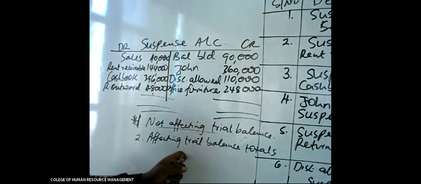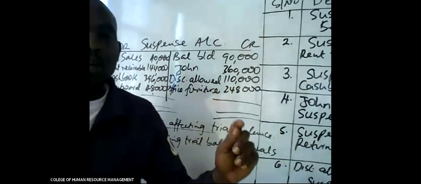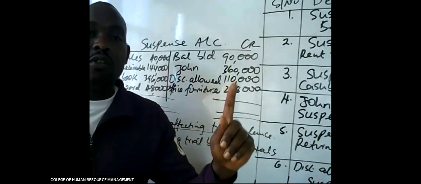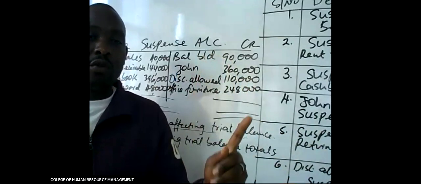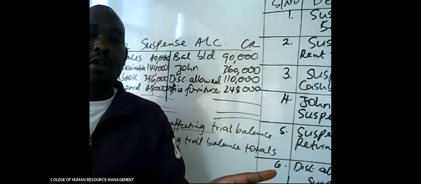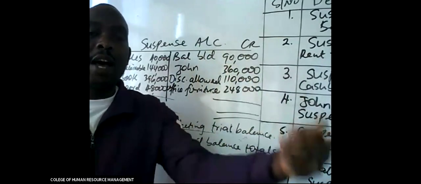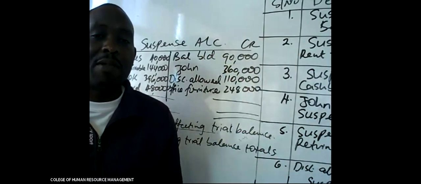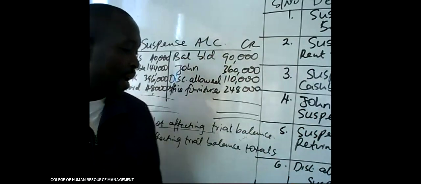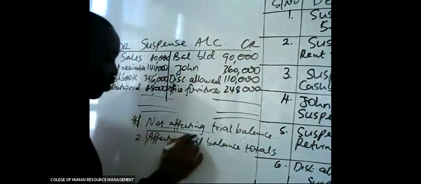But those errors affecting trial balance totals, in most cases, the issue is in one account. The problem is in one account. So as you correct that one account, you don't have the other account to complete the double entry. That is where now we use the suspense account. So suspense account is normally used in this category of errors.